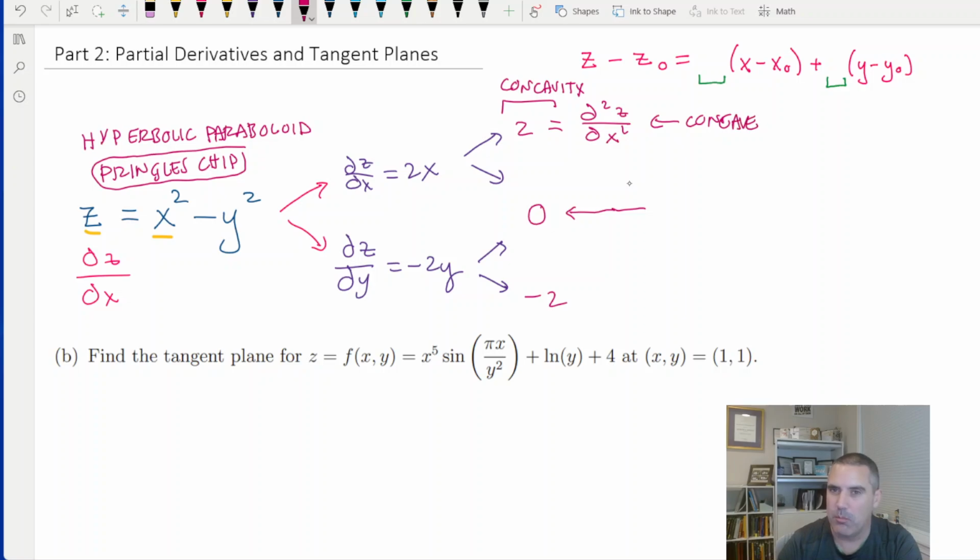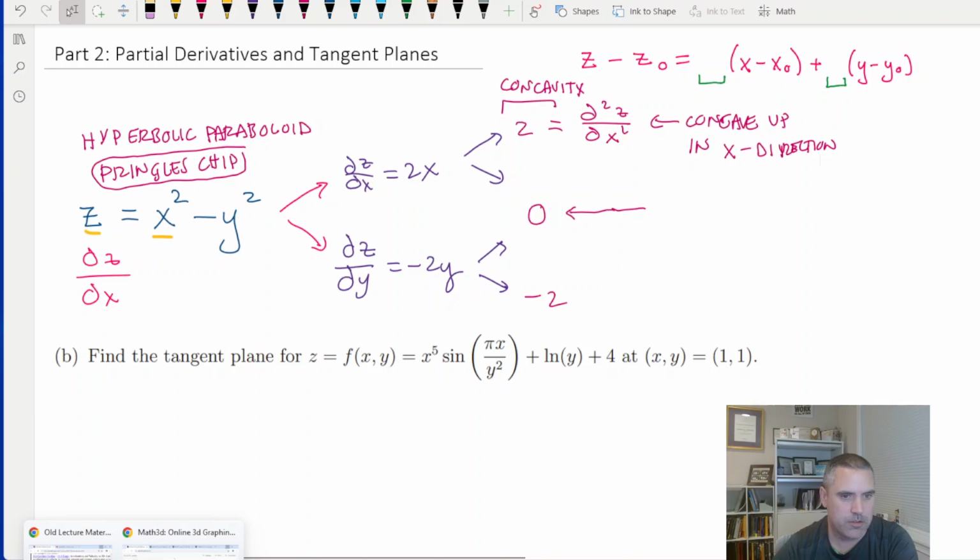I'm saying more here, but this is important. We need to know this. Concave up in the x direction when y is fixed. So very important ideas in measuring things. This one says it's concave down in the y direction, so let's go look at that.